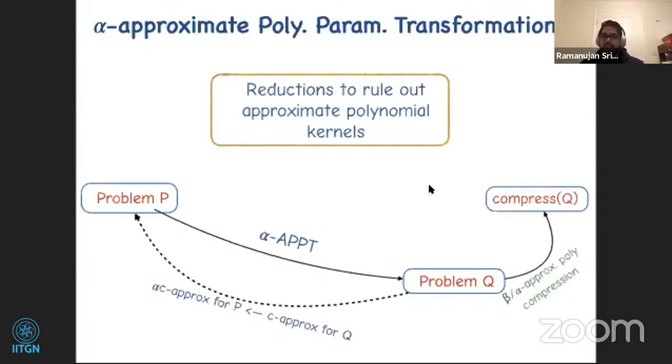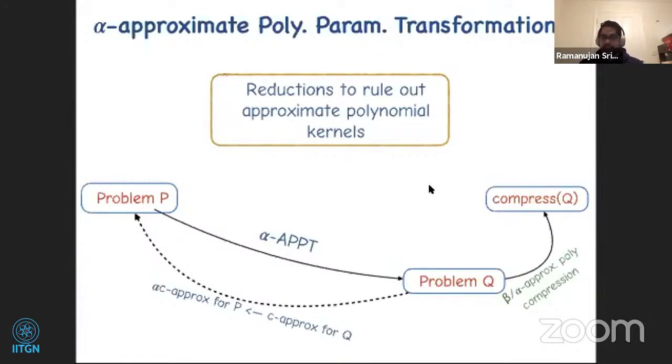Now, let's say you have such a transformation. And then suppose that someone gives you a beta over alpha approximate polynomial kernel or compression for Q. A compression, simply think of it as a kernel, but the output does not need to be an instance of Q. It could be an instance of any language. So suppose you had such a thing, then you would be able to compose these two algorithms to obtain a beta approximate polynomial compression for P.